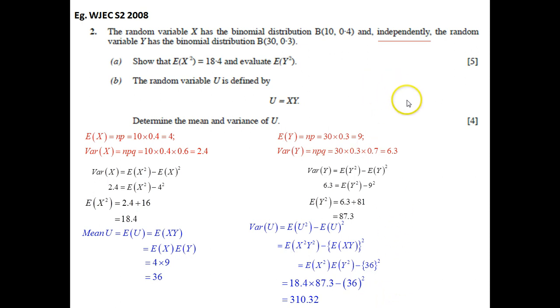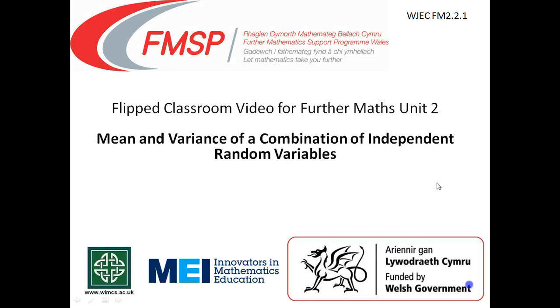These are just examples which have come up in past papers. There are a number of examples of these in the past papers. They're also similar to what's given in the sample new syllabus paper, and last year's 2018 paper are similar to these questions. And that's the end of the video on mean and variance of a combination of independent random variables.